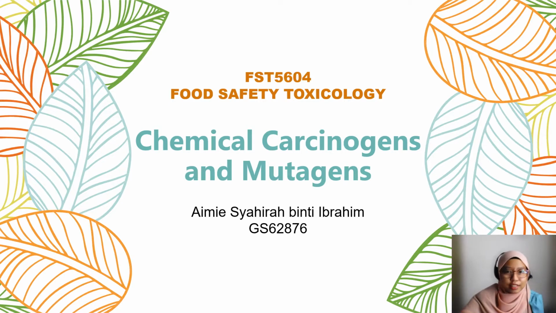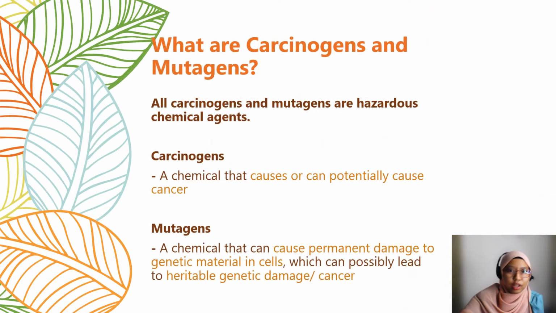I will present on the chemical carcinogen and mutagen. So what are carcinogen and mutagen? Carcinogen is a chemical that can cause or can potentially cause cancer, while mutagen is a chemical that causes permanent damage to genetic material in cells, which can lead to genetic damage or cancer.